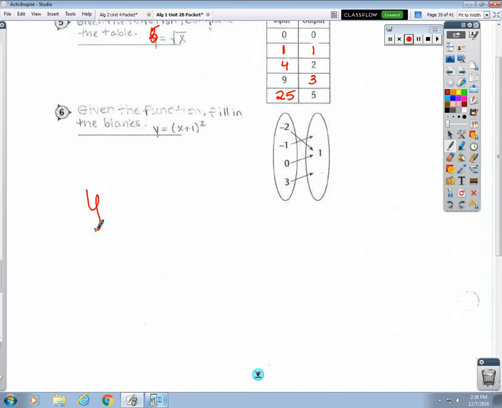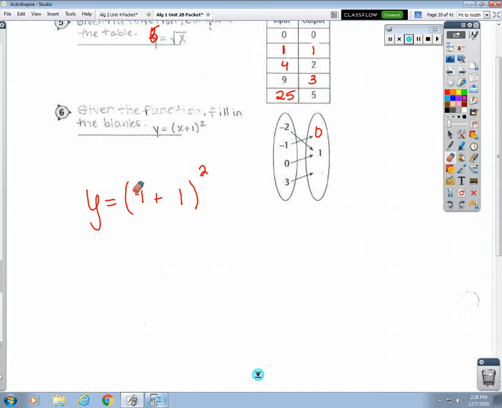So we have y equals x plus 1 squared. Okay, well the first x value in the mapping diagram is already taken care of. It has an arrow going to 1. The second one is negative 1. So wouldn't we replace the x with a negative 1? No. Squares. Negative 1 plus 1 squared. So that's 0 squared, which is 0.